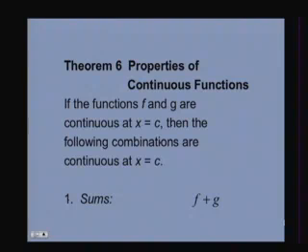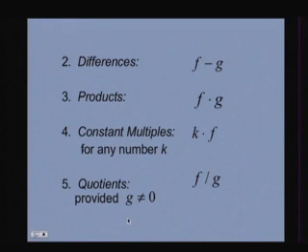Properties of continuous functions. If the functions f and g are continuous at x equals c, then the following combinations are continuous at x equals c. The sums, f plus g, would be continuous. The differences, f minus g. The product, f times g. The constant multiple, for any number k, k times f. And the quotient, provided g does not equal 0, f divided by g.